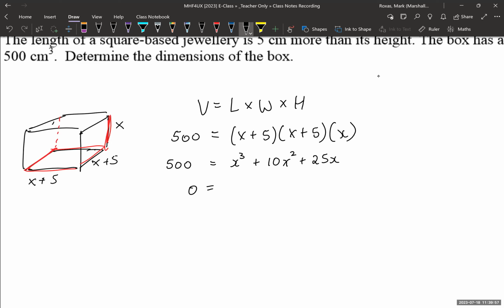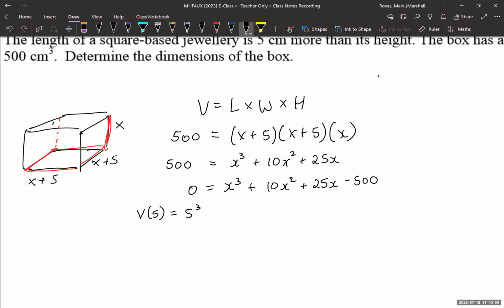But if I want to solve an equation, generally speaking, we put the 0 on one side. So if I subtract 500 from both sides, I will have x cubed plus 10x squared plus 25x minus 500 on the right side. Okay, so again, we're going to have to apply the factor theorem. Try and find a factor here. Let's try 5. Let's see if that works out.